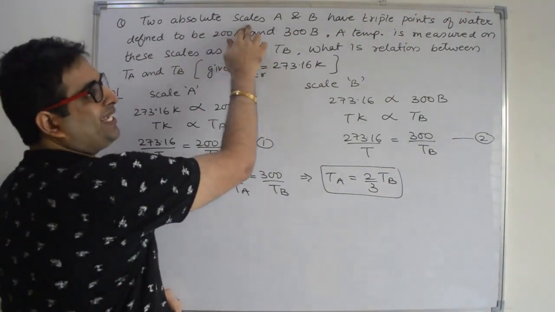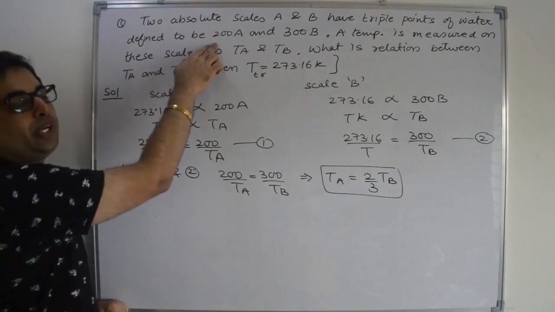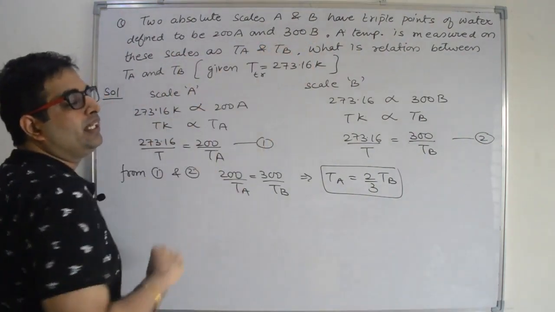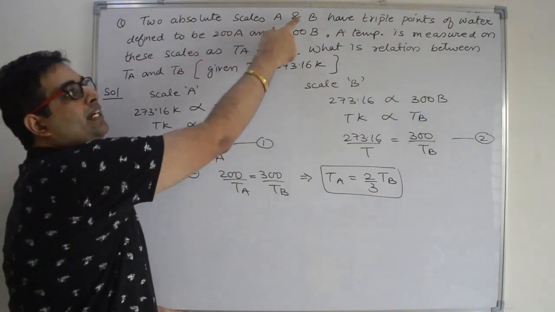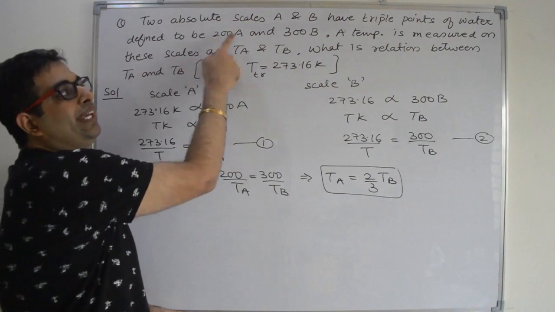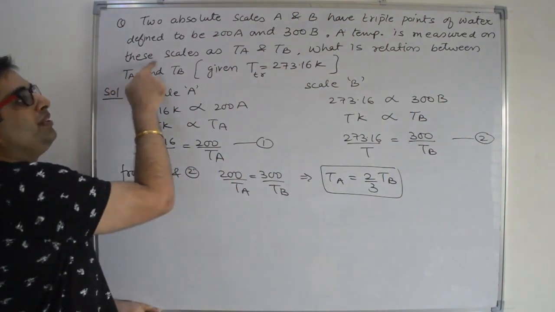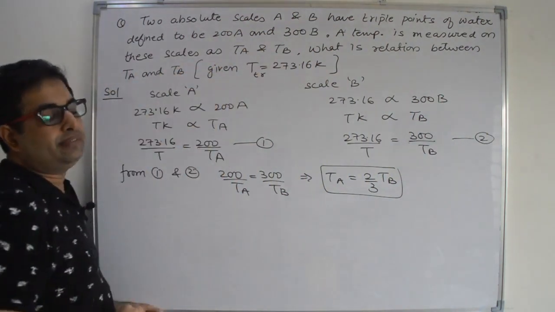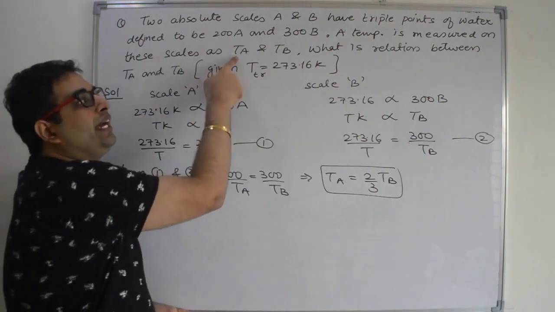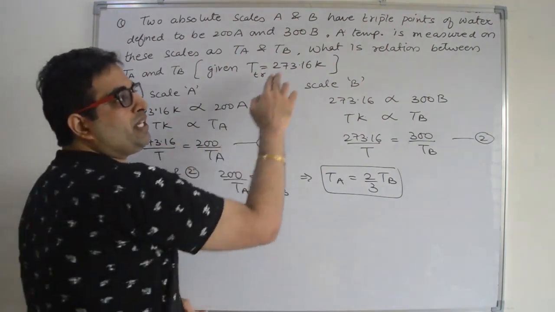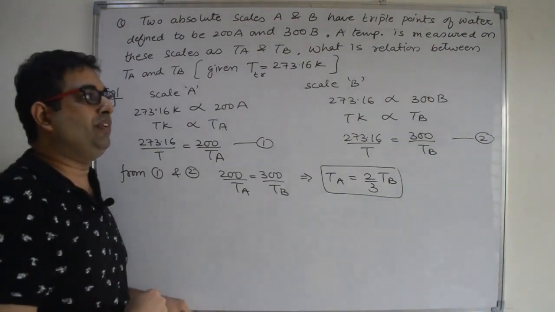Two absolute scales A and B have triple points of water defined to be 200A and 300B. That means instead of 273.16, scale A and scale B are showing 200A and 300B. A temperature is measured on these scales as TA and TB. That means some temperature T is measured by these two scales as TA and TB. The problem is, what is the relation between TA and TB? So we have to find out the relation between TA and TB.